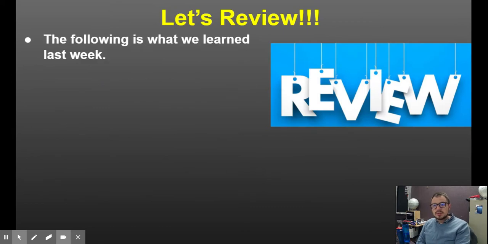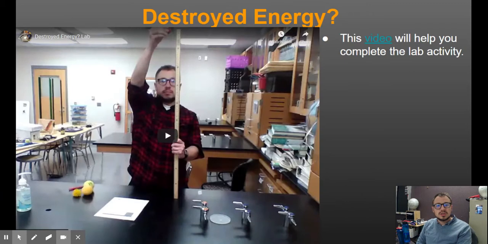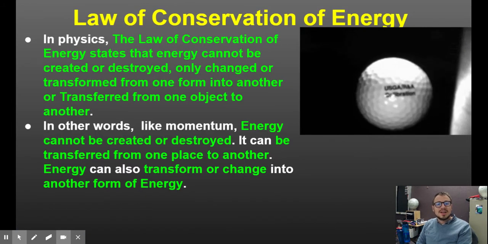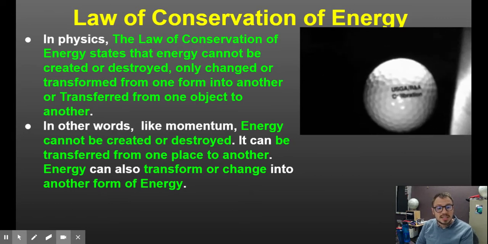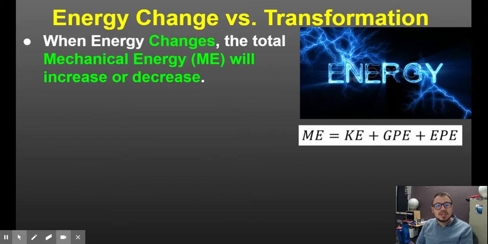So let's just review. This is what we learned last week. We talked about why a ball won't bounce to the original starting height, and we did the destroyed energy lab. And we said we know the law of conservation of energy. We know that energy can also transform or change into another form of energy. So there is a difference between energy change and energy transformation. When energy changes, the total mechanical energy will increase or decrease.